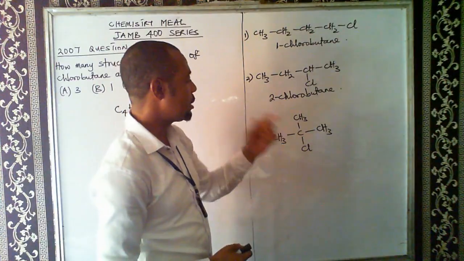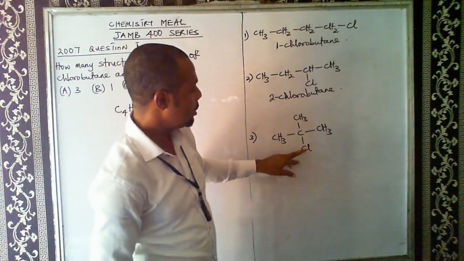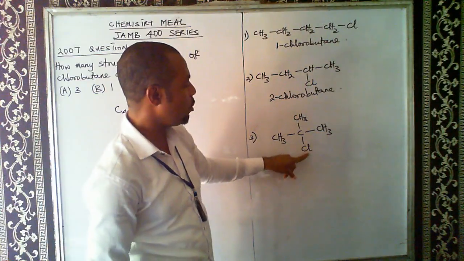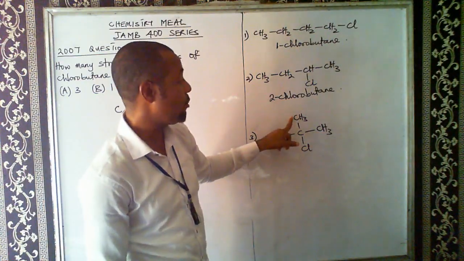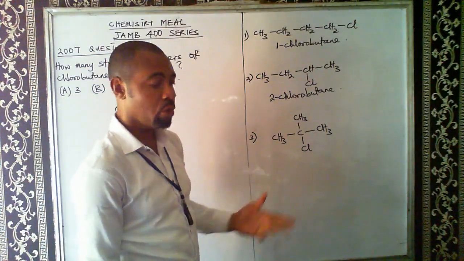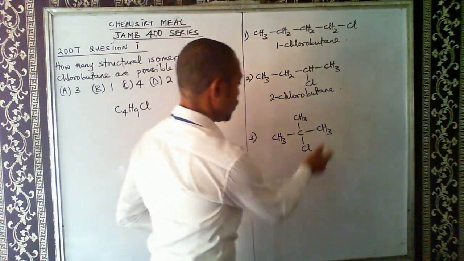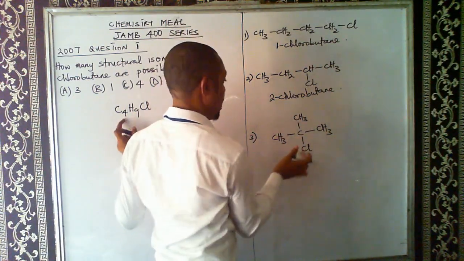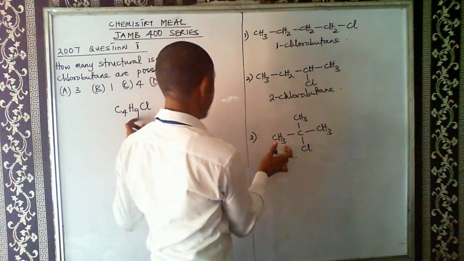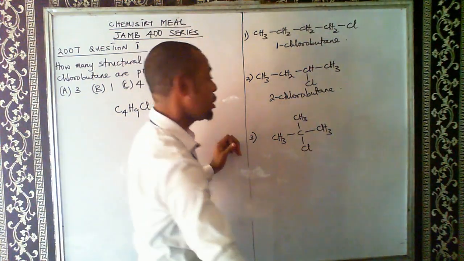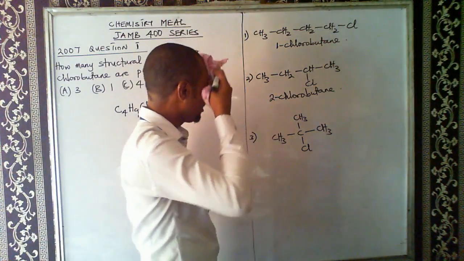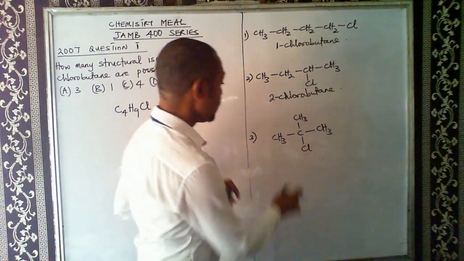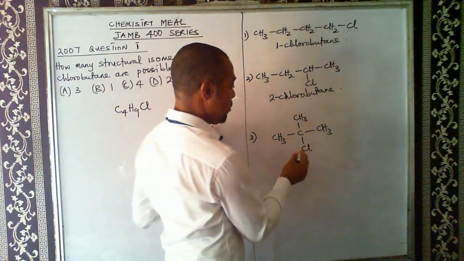Okay? Alright, let's look at this. Now if you look at this, 1, 2, 3. So this chloro group is at position 2. That means we have an alkyl group also. So if we want to name this now, if you check, the number of carbon here is still 4, 1, 2, 3, 4. And hydrogen is still 3, 3, 3, making it 9. And then we still have chlorine. So the molecular formula is still the same.